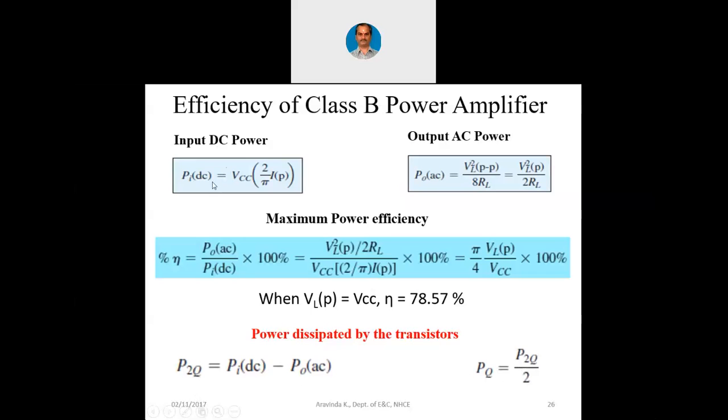So you will have to calculate input DC power, that is VCC into IP into 2 by pi, and you will have to calculate AC output power, that is Vp square divided by 2RL. Then you find out the efficiency, that is VLP peak by VCC into pi by 4. Now you know PiDC, you know PoAC. The difference between them itself is the quiescent power that is dissipated by the transistors. Half of it is the power dissipated by each transistor.